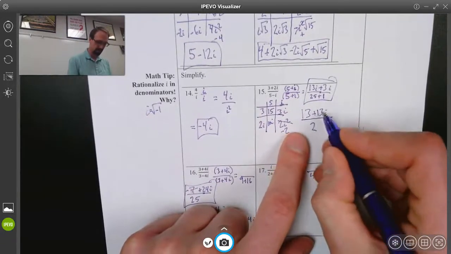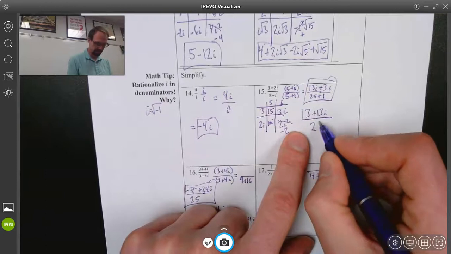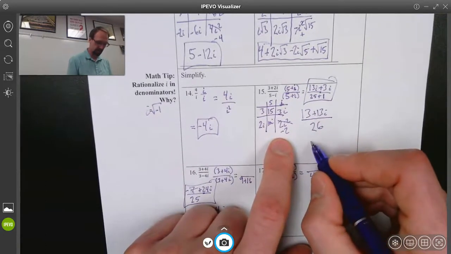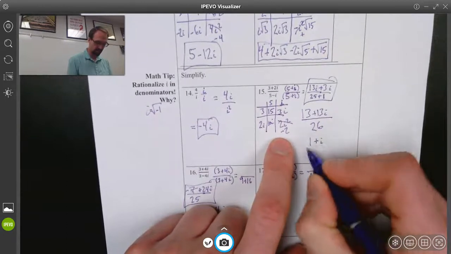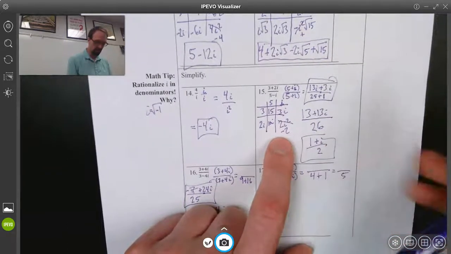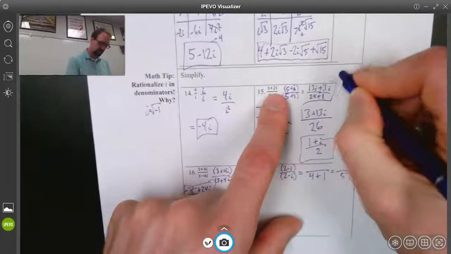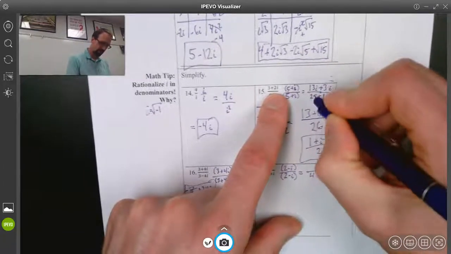So 13 plus 13i divided by 26. These reduce, so you end up with 1 plus i over 2. I apologize, I missed that. Good thing I caught it.